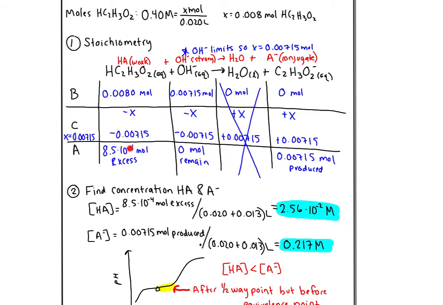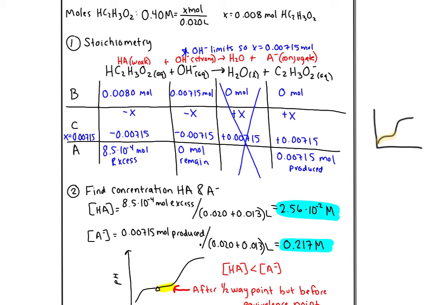0.0080 minus my X gives me how much is excess. 0.00715 minus my X gives me 0. 0 plus that gives me how much is produced. So what I see here is I have excess HA and I've produced some of my A minus, so we're somewhere in this region before the equivalence point.